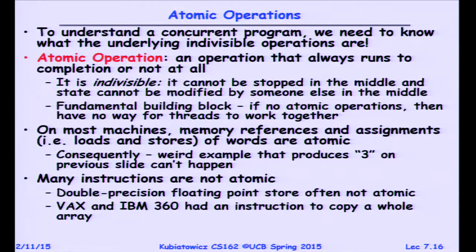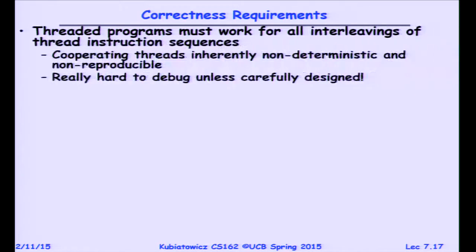Okay, is everybody with me on what an atomic operation is? It's a grouping that's indivisible. And clearly in our bank account example, we wanted that deposit function to be atomic, because the fact that it wasn't atomic caused us all sorts of problems. Okay? Now, what are our correctness requirements here?